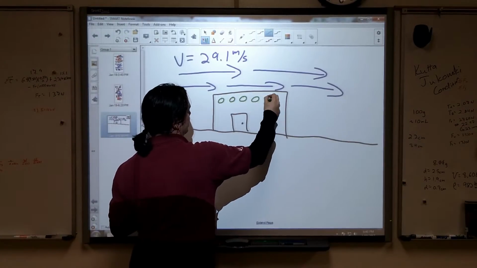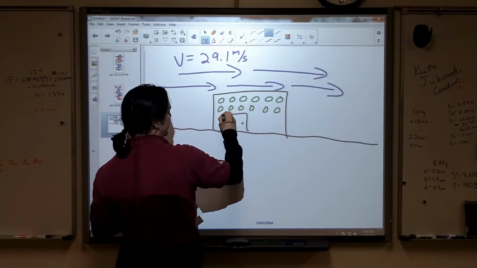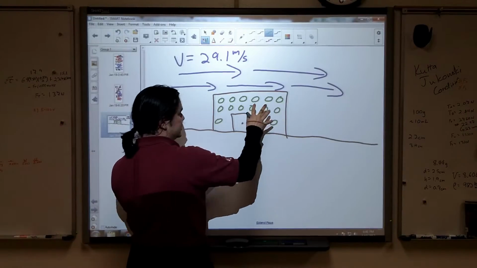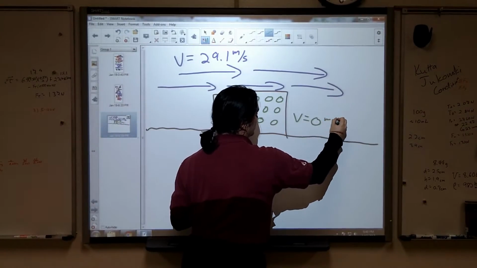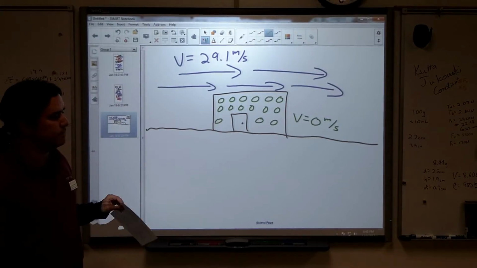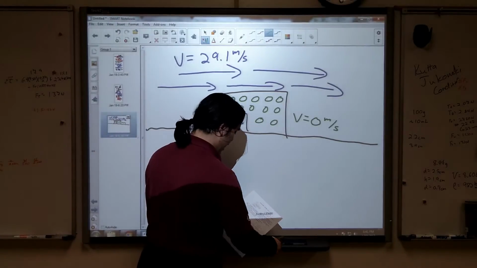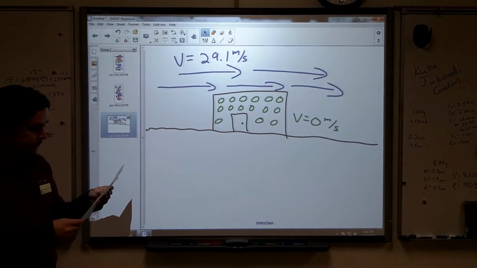And inside your house, because we're not opening the windows or anything like that, you've got a bunch of air that's just kind of chilling there. It's relaxing, not moving a whole lot. This is the air on the inside. It has a velocity of 0 meters per second, or pretty close to that. Maybe you want to run a fan or something, but anyway, 0 meters per second will be a good approximation on this. It's not moving very fast one way or the other.